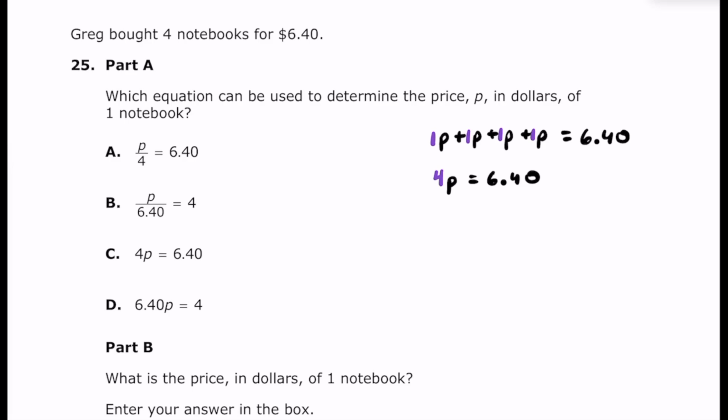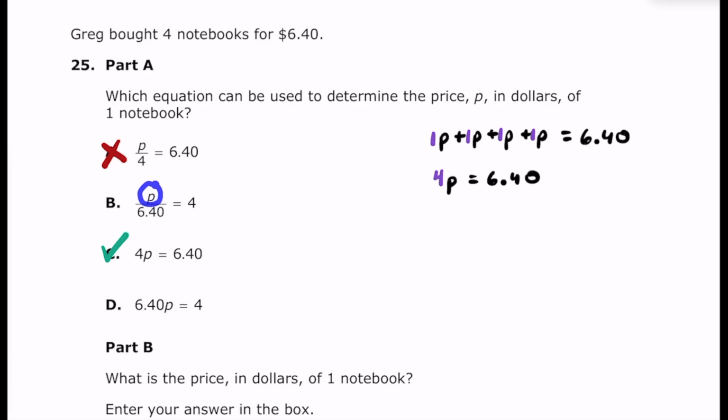So based on this, if we look at answer choice C here, this is saying 4 of these prices of notebooks would be $6.40. That makes sense, that if you have 4 of the same thing, it equals $6.40. A doesn't really make sense because this is the price of one notebook. If you take the price of one notebook and then split it by 4, it doesn't make sense for it to then cost $6.40, right? Again, you're getting 4 notebooks for $6.40, so the price of one has to be less than $6.40. So this one doesn't make sense.